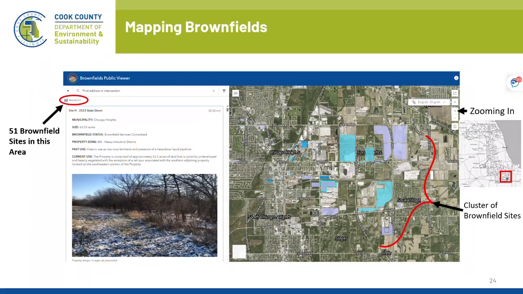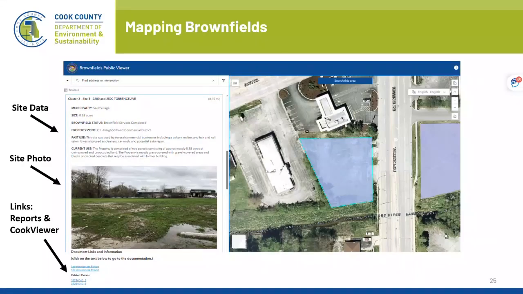I've zoomed in this image on an area that has a high concentration of brownfield sites, ones that we've worked on. So it shows the different parcels. You can really get a sense of the size of the different sites. There are 51 brownfield sites just within this zoomed-in area. I think that was Ford Heights, Chicago Heights, South Chicago Heights area. And then you can zoom in on a specific site.